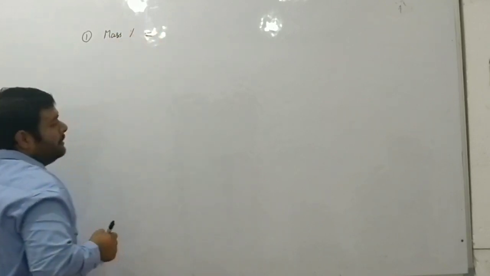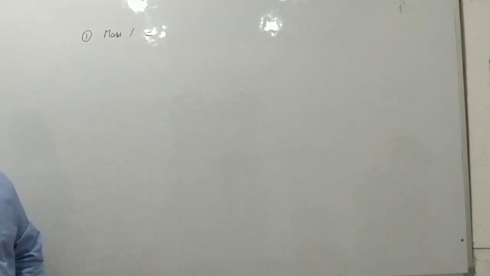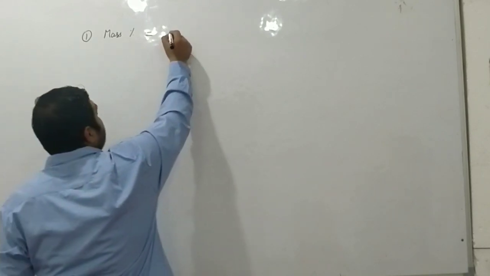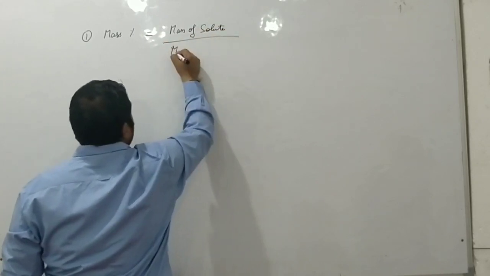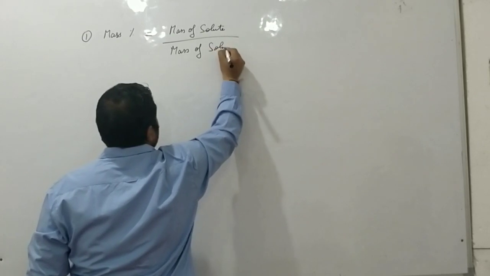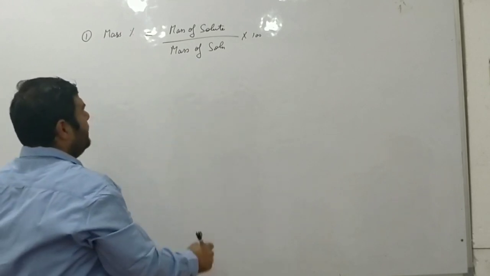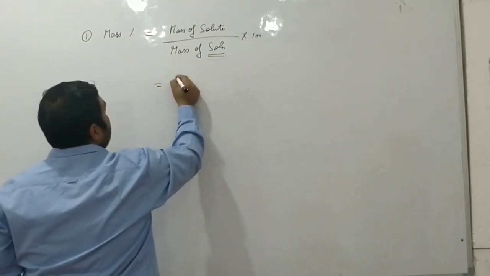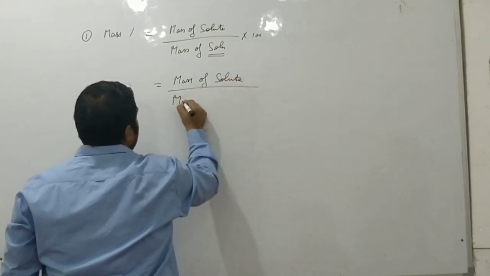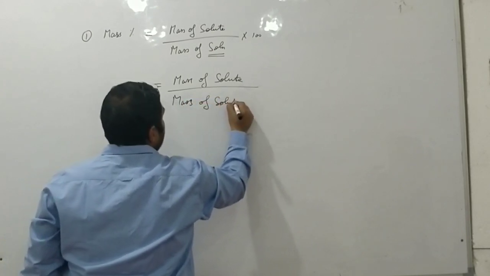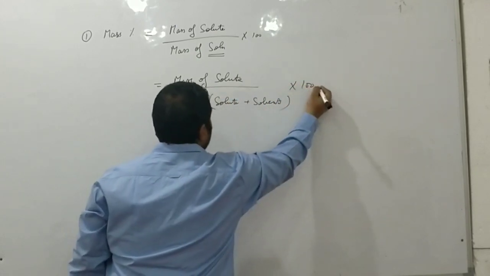Now here the first term which we are taking is mass percentage. Now what is mass percentage? It is the ratio of mass of solute over mass of solution. So its formula is mass of solute over mass of solution. As we are calculating the percentage, here we are multiplying it with 100. Now what is the mass of solution? So it is also written as mass of solute over mass of solute plus solvent, into 100.